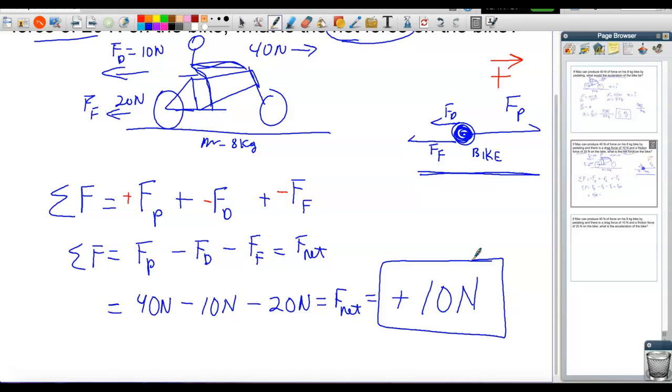And the way we've done it is right, but you could actually label positive as the other way. You could label your picture right here. You could turn it around however you want. We just did everything to the right, so the positive 10 newtons is our answer.